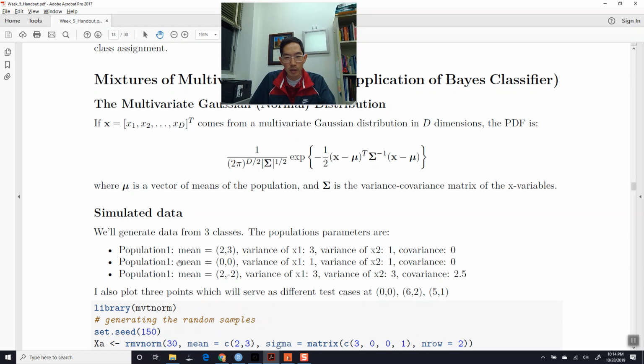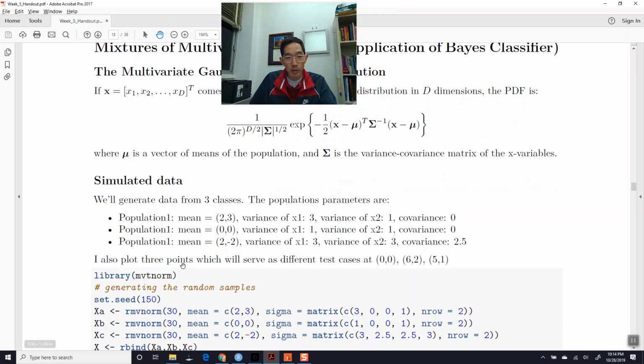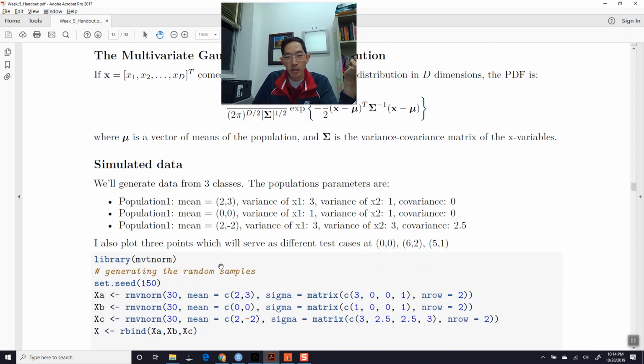Sorry, this should say population 1, population 2, and population 3. I've got 3 classes, and I'm going to generate data in 2 dimensions, x1 and x2. Our first one has a mean of 2, 3, so the mean of x1 is 2 and the mean of x2 is 3. The variance of x1 is 3 and the variance of x2 is 1, with a covariance of 0. The next has a mean of 0, 0 with these variances and covariances, and the last a mean of 2, negative 2 with these variances and this covariance.